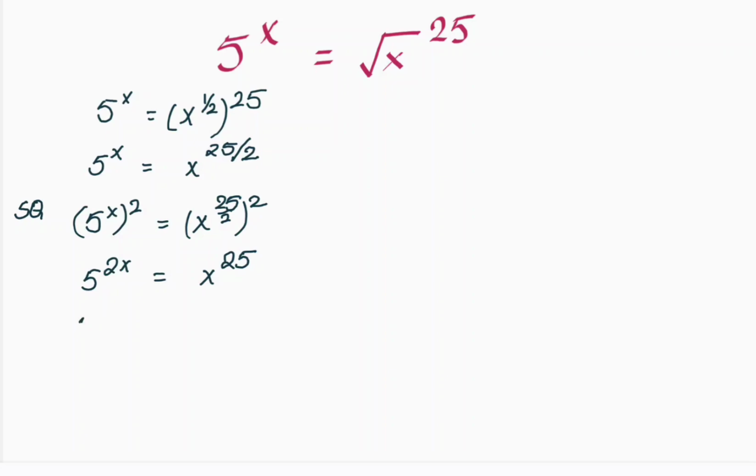This can also be written as 5 squared raised to the power x as x raised to the power 25. 5 squared will be 25, so 25 raised to the power x and here x raised to the power 25. If we compare the base and exponent, both give the same result: x is 25.